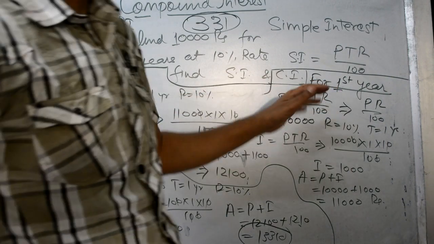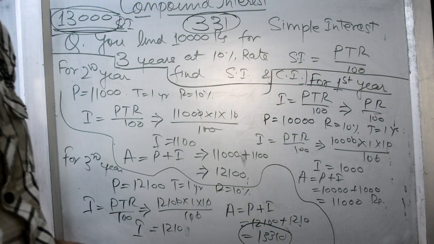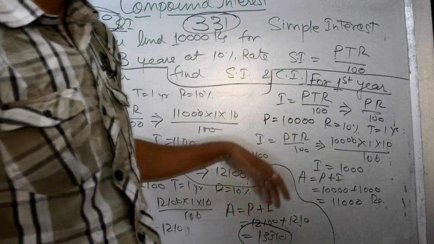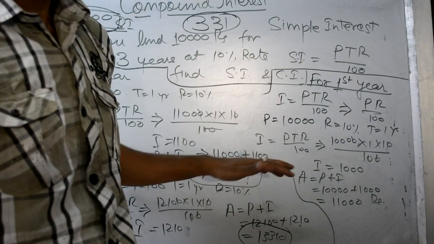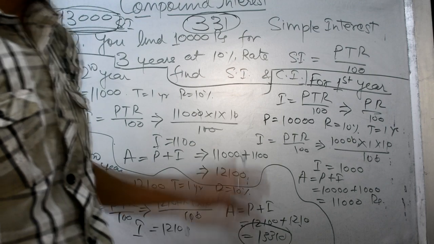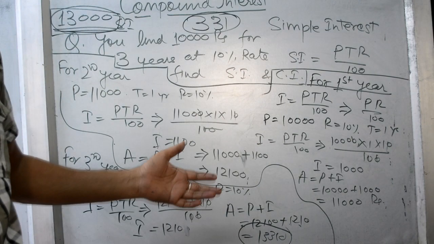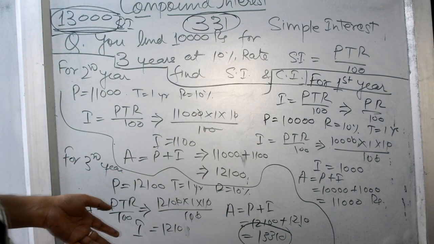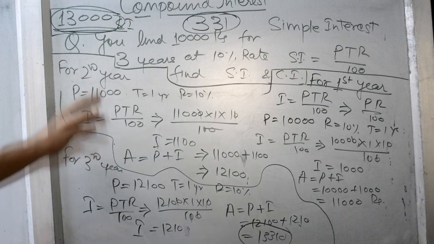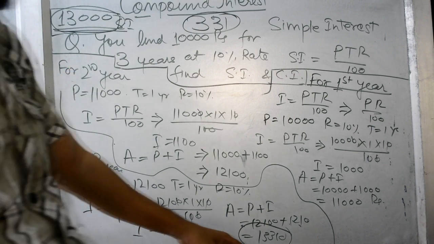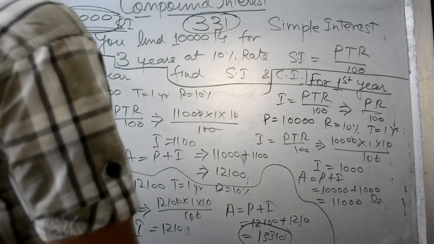For the first year you solve, for the second year you solve, for the third year you solve. This happens when there are three different years, or the time is 3 years. But it is not that complicated. Here you can watch. I have given the answer 13,310 rupees.